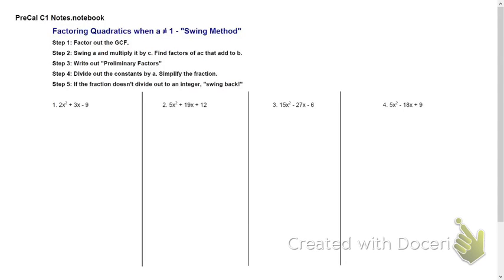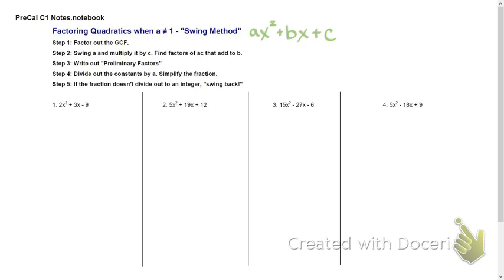So we're going to factor quadratics whenever our a value is not 1. We're going to use the swing method. In other words, we have ax squared plus bx plus c. So this value right here is not 1.